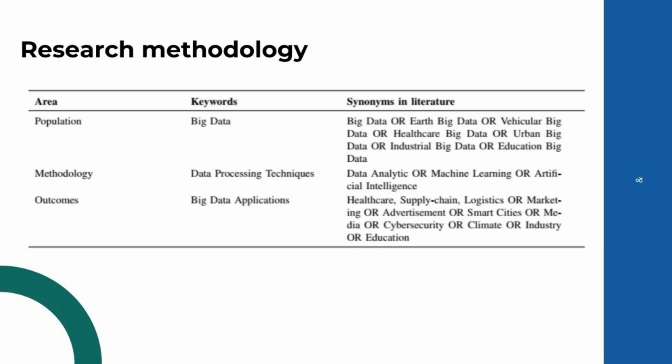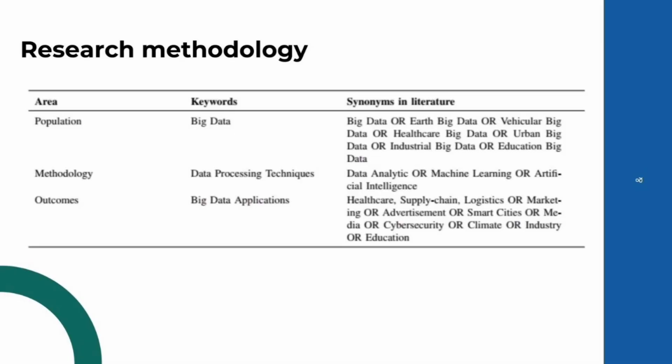So have a look at this research methodology. There are three columns. The first one is the area. The second one is the keywords, which are the first keywords we are searching, and the third one is the synonyms in the literature. Synonyms, because if we say data processing techniques, someone can write data analytics, someone can write machine learning. And if we write big data application, then someone may discuss healthcare, so he will say healthcare applications, healthcare big data. Someone would be discussing cybersecurity, someone would discuss this in education.